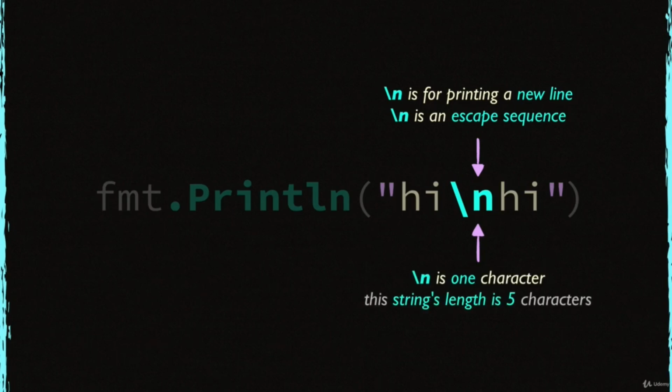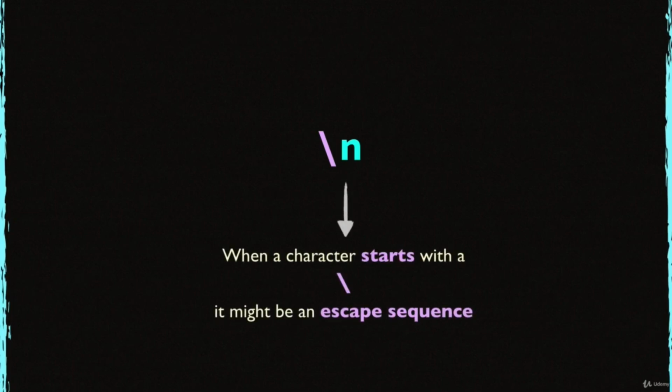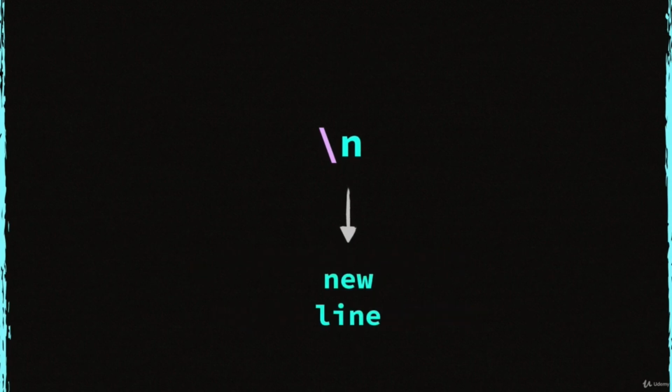So this string literal's length is actually 5, not 6. Go understands whether this is an escape sequence or not by looking at its first character. When a character starts with a \ character, Go thinks that it might be an escape sequence. For example, if it's a new line escape sequence as in here, then Go will convert the \n escape sequence to a new line character. \ here is called an escape character.